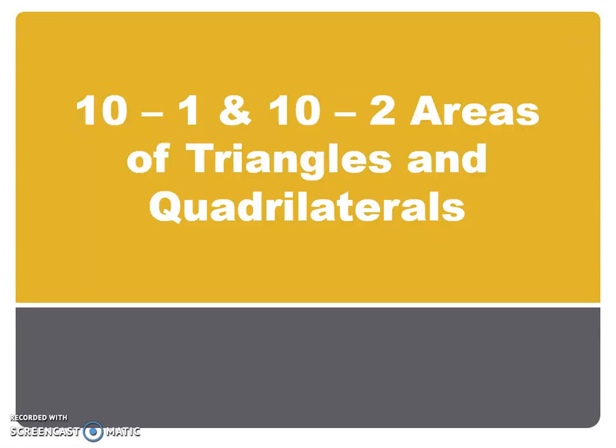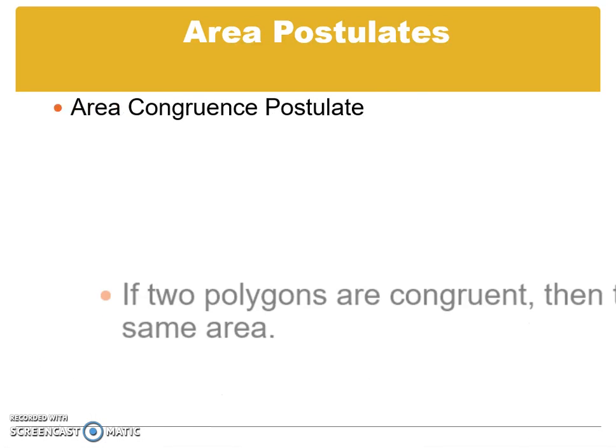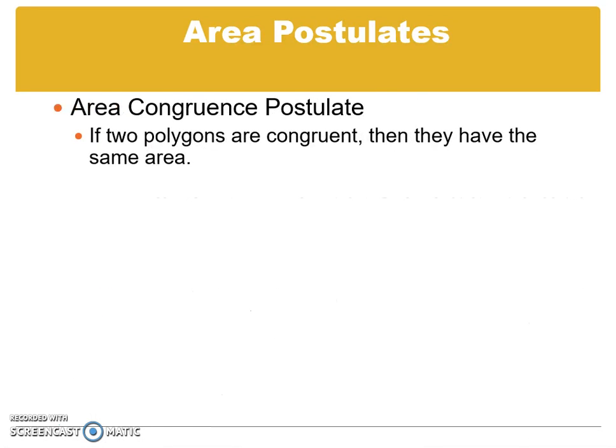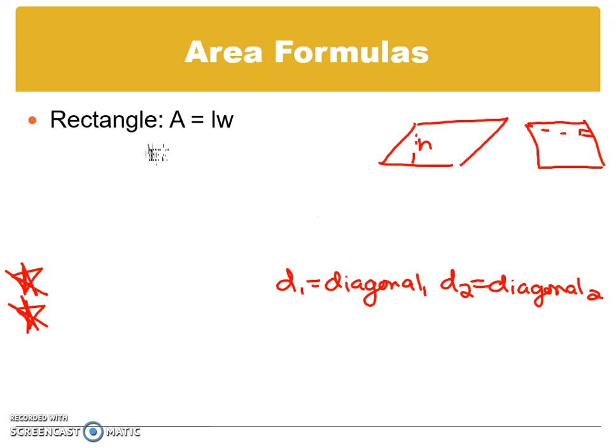Alright, next thing we're going to do is areas of triangles and quadrilaterals. Area postulate: there's an area congruence postulate. If two polygons are congruent, then they have the same area. Area addition postulate: the area of a region is the sum of the areas of its non-overlapping parts.